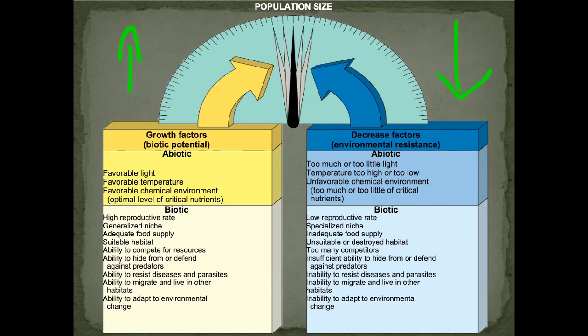While looking over here at the decrease factors, abiotic: too much or too little light, temperatures that are extreme, too high or too low, and not enough crucial nutrients in that environment to help with biotic potential. Biotic living things that could cause a population to decrease: low reproductive rate, specialized niches, inadequate food, unsuitable or destroyed habitats, the inability to hide from predators, too many diseases and parasites, and the inability to migrate and live in other habitats. Those are just some things that can make a population decrease or increase.